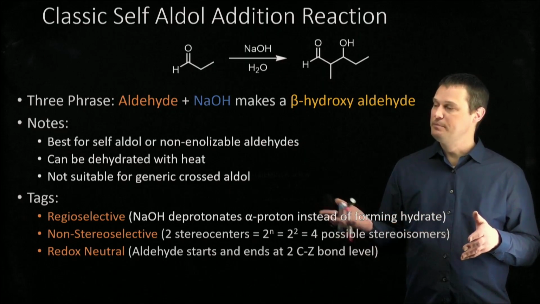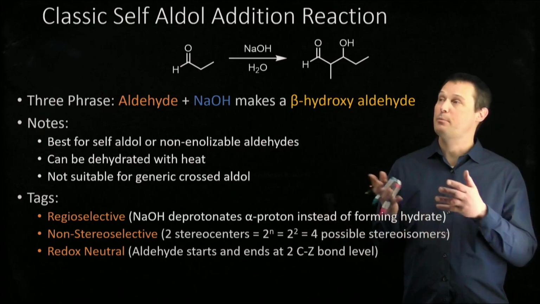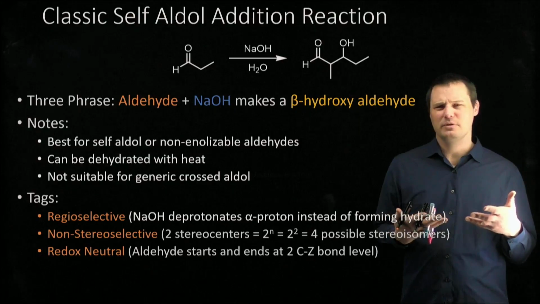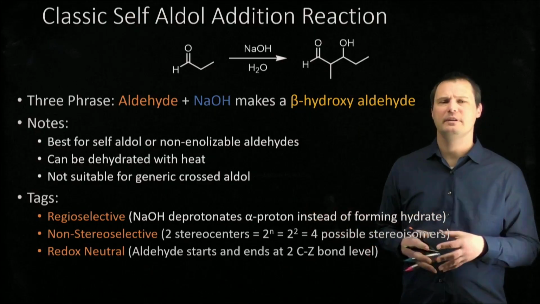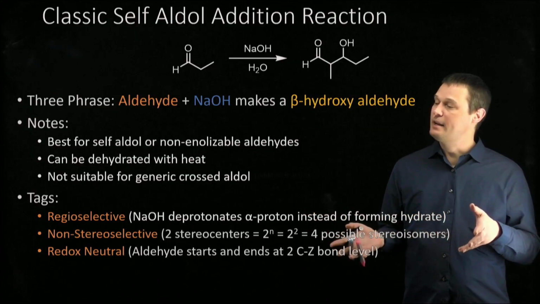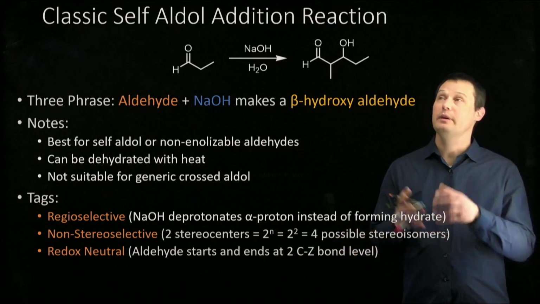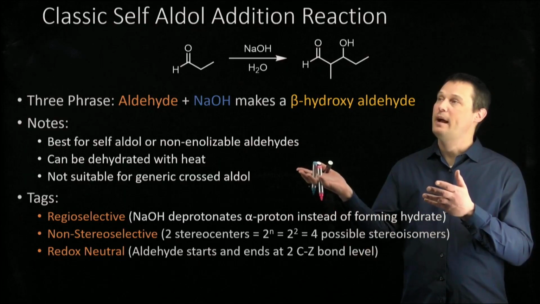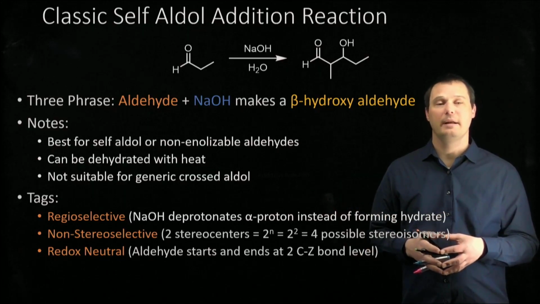Our tag for this reaction is regioselective. The base preferentially forms the enolate rather than forming the hydrate. That's really more chemoselectivity than regioselectivity, but it fits here in our regioselectivity tag. This is a non-stereoselective reaction as drawn. We get a mixture of 4 possible stereoisomers in the classic aldol. And it's redox neutral. Our aldehyde starts and ends at the same carbon-oxygen bond oxidation level.